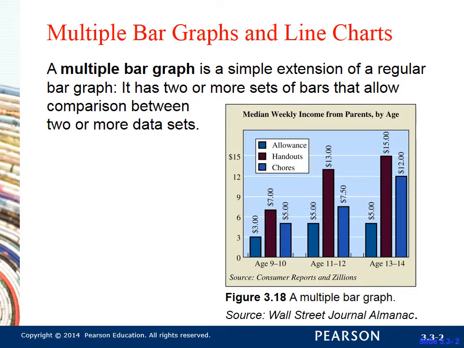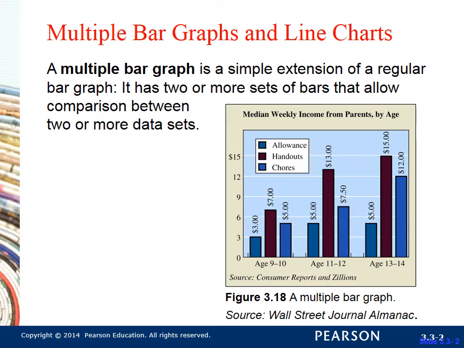All right, so then I can look at the key that says the allowance is in one color blue, handouts is in red, and chores is in a second color blue. And then at the bottom, I see my ages split out. So I only have three age groups I'm looking at. Ages 9 through 10, 11 through 12, and 13 to 14. But I have three within each, so hence it's my multiple bar graph. The vertical side isn't labeled, so we're just going to have to assume that's the money that they are getting for each of these things.